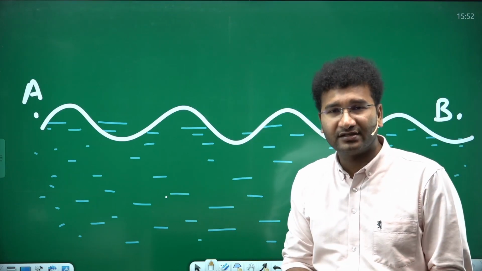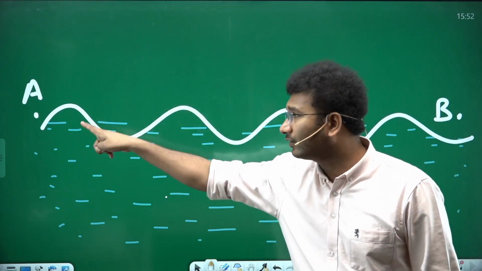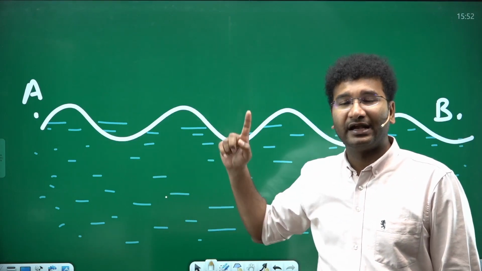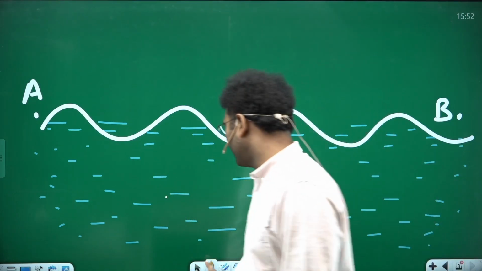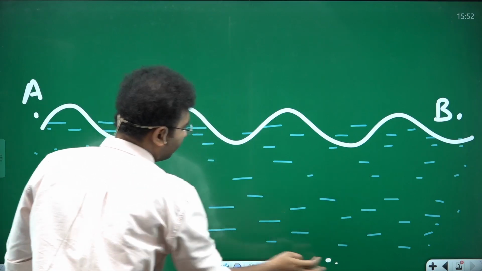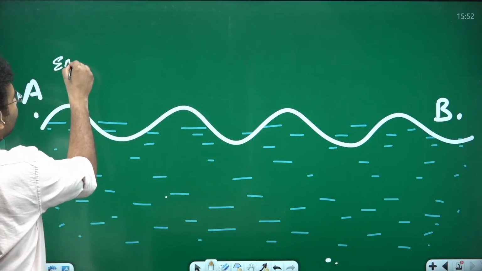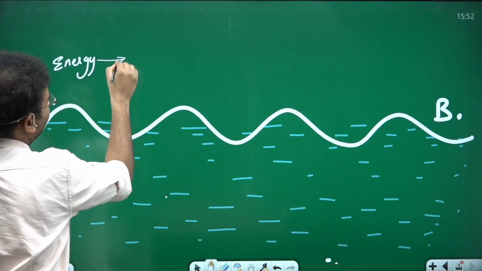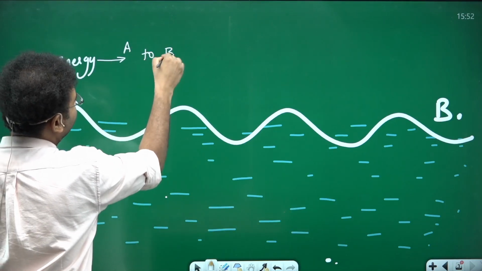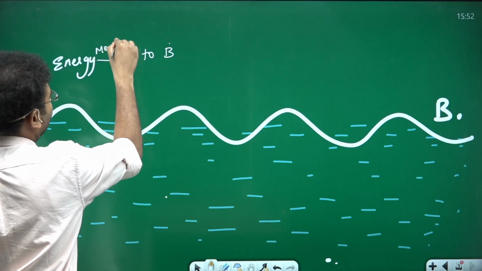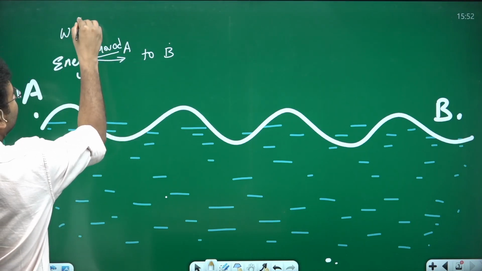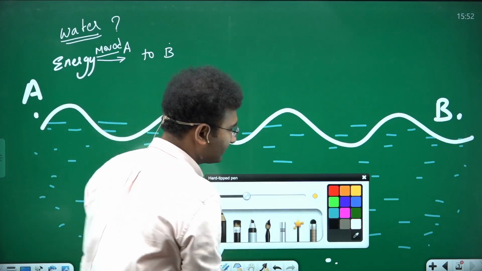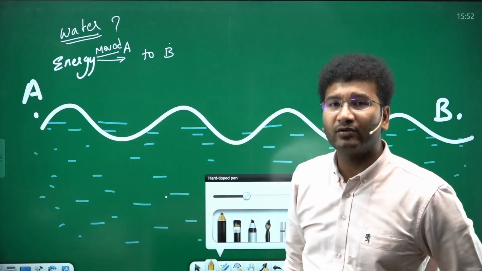Even in the oceans, if the wave is moving from A to B, it is not the water that is moving from A to B. It is actually the energy that is moving from A to B. Okay? In the wave, energy moved from A to B, right? But how does the water move? Now let me take a different color for the stencil to understand how the water moves in a wave.